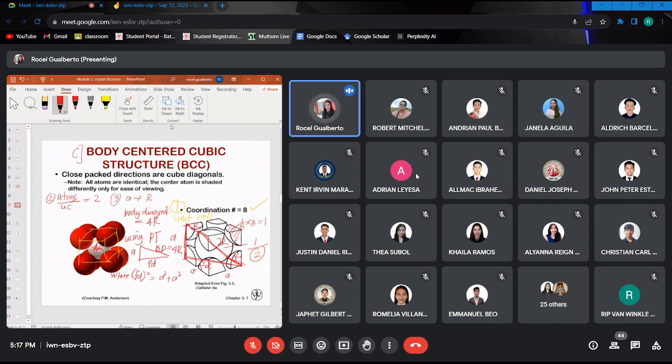So, yun po uli ang gagawin natin using Pythagorean theorem. You find the relationship between A and R. Okay? So, you express R in terms of A. Yun po ba yung gagawin? Naintindihan?